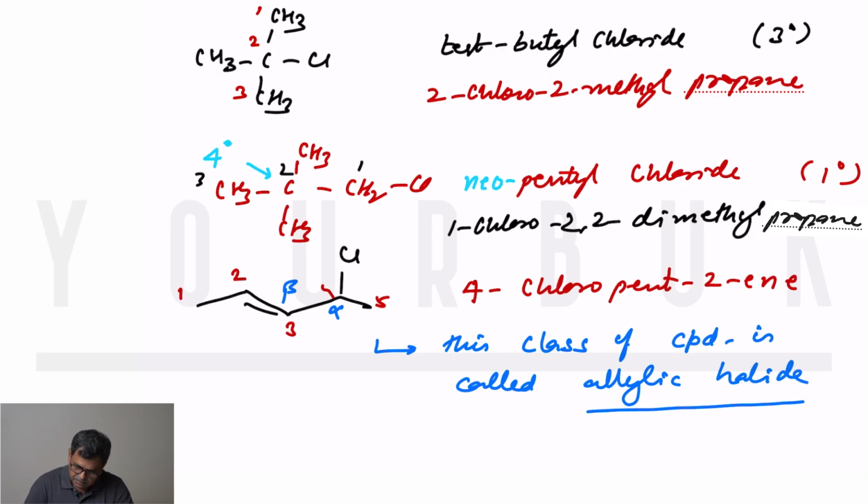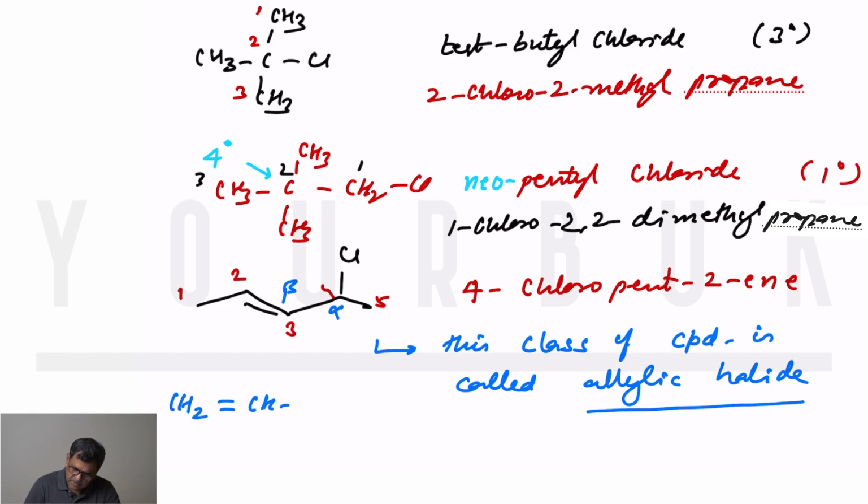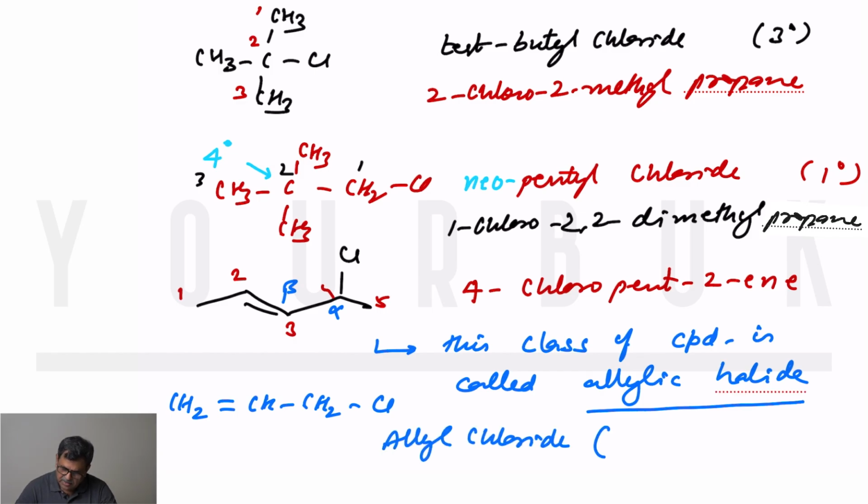One more example like this one, CH2 double bond CH and the CH2Cl. Now its common name is allyl chloride. So its IUPAC name is 3-chloro prop-1-ene. So this is the IUPAC name of this example. So this is about the nomenclature. And one more example to discuss now.